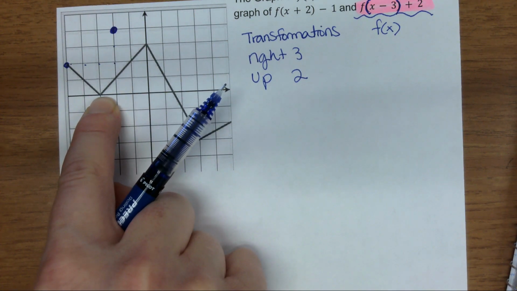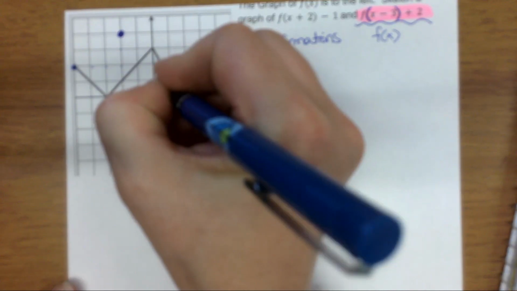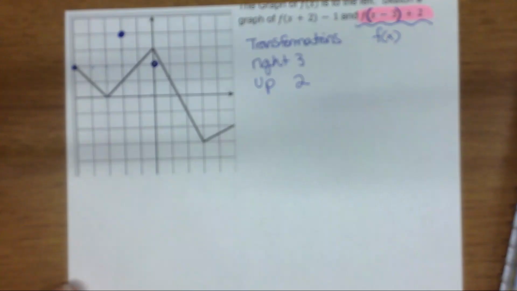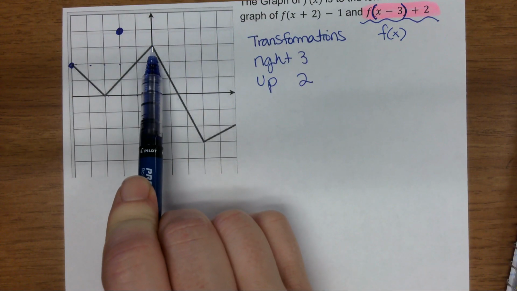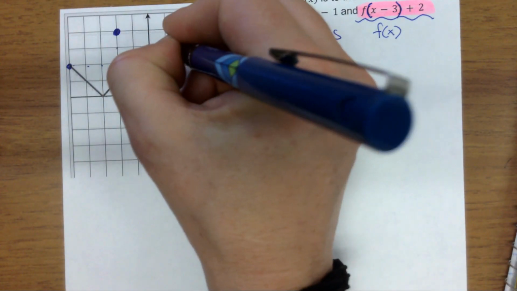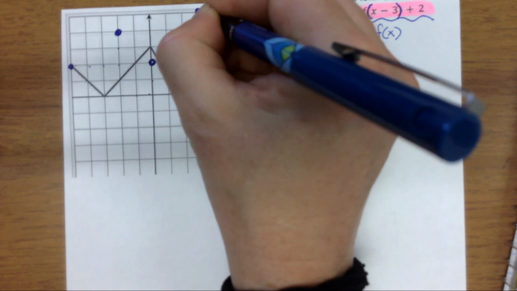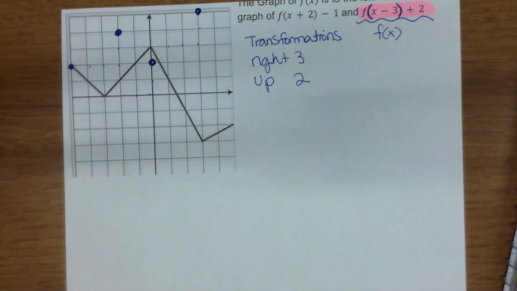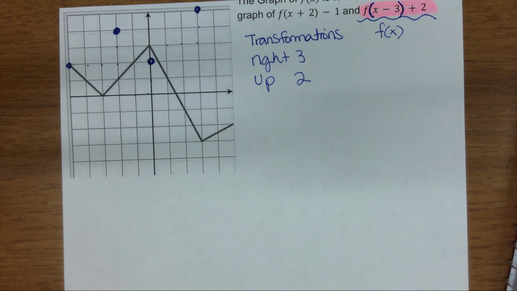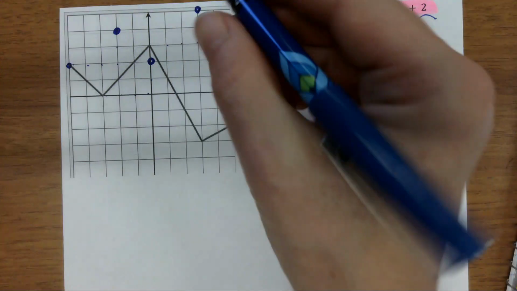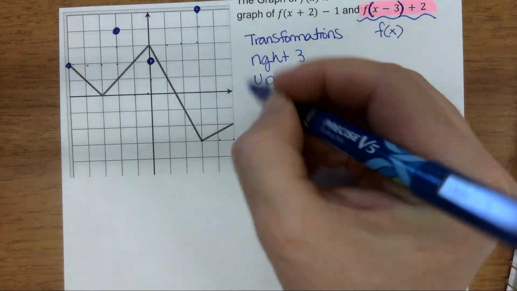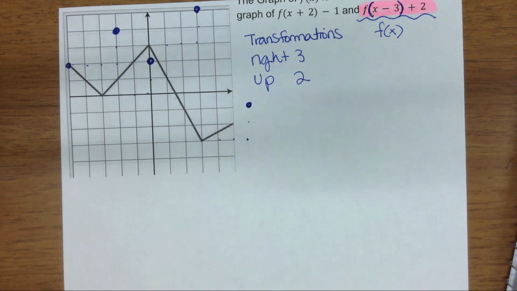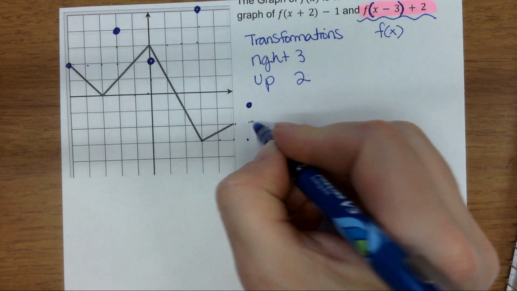We're going to move it right 3. 1, 2, 3, up 2. I go in a systematic order, so I'm going from left to right. I'm now going to take the y-intercept, which was right here. I'm going to move it right 3. 1, 2, 3, up 2. That's too far off the board. The last one will not fit on. This bottom one down here, I can do right 3, up 2. This one I'll just have to approximate.